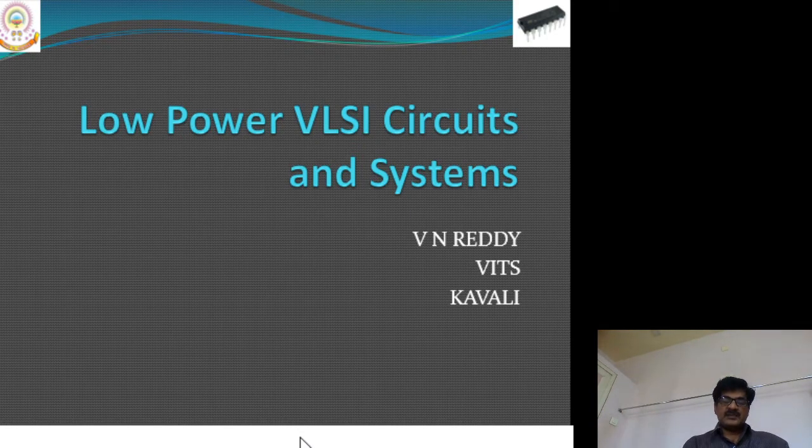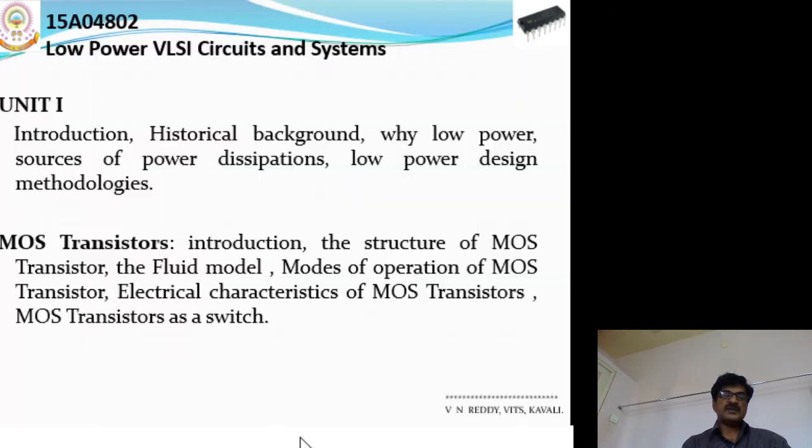Now let us see the syllabus structure of this subject, low power VLSI circuits and systems. As you know, each and every subject consists of 5 units. The first unit of this subject introduces why low power is required, what the different sources of power dissipation are, and what the various methodologies are to achieve very low power consumption.